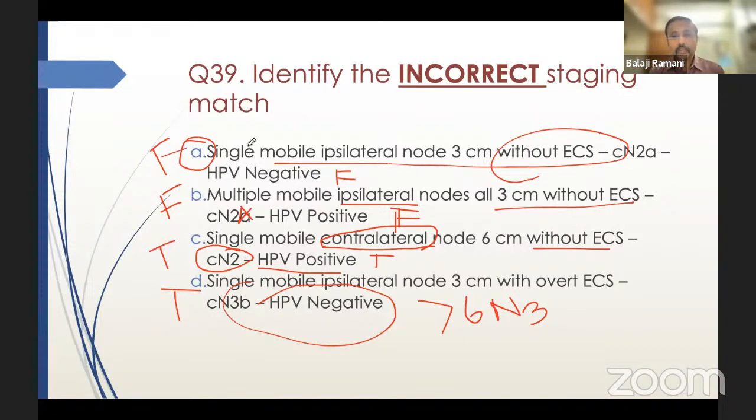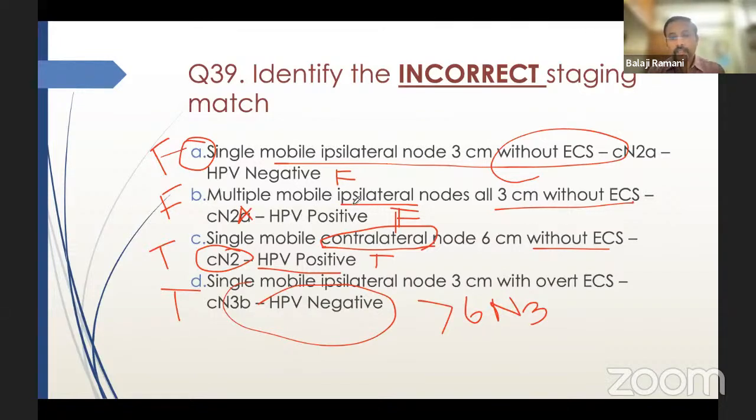So that is why you got it now. Let's look at this chart now. So single mobile ipsilateral node 3 centimeter without ECS. What is the stage for this? What is the stage for A? N1, correct. So multiple mobile ipsilateral nodes, all 3 centimeters without ECS. What is the stage for B? Yes. So whenever you get multiple, it has to be directly going into N2B. Don't just write N2. It is going to be N2B.